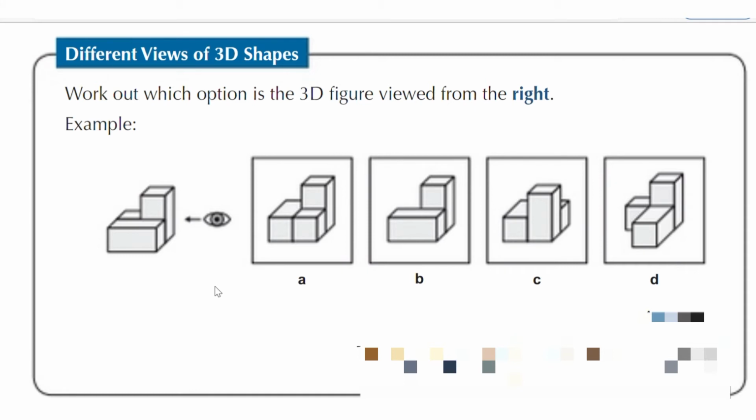Okay, let's start again. So, different views of 3D shapes. Make sure you're reading your instruction correctly and then your question correctly to answer them. Work out which option is the 3D figure viewed from the right. So you're looking at it from the right here. Which one is it? It says there is a vertical block 2 cubes high visible at the front. Yeah, so you can see that visible at the front.